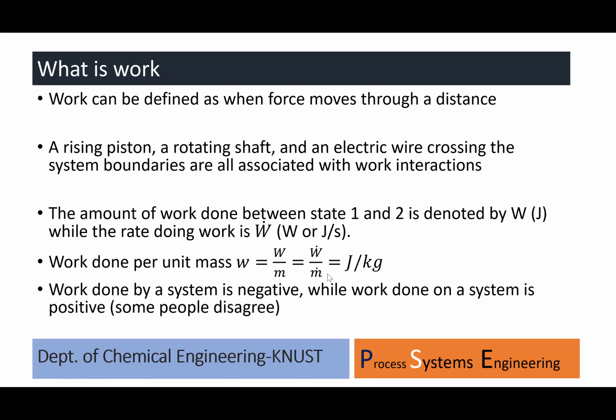So we'll have the unit to be in joule per second, right? And just as we saw with the heat, we can have it as just the work done for a given mass, or we can have the rate at which work is being done divided by the mass flow rate. But for this convention, when we see work that is done by the system, then it is negative. When work is done on the system, then it is positive. Is that okay?